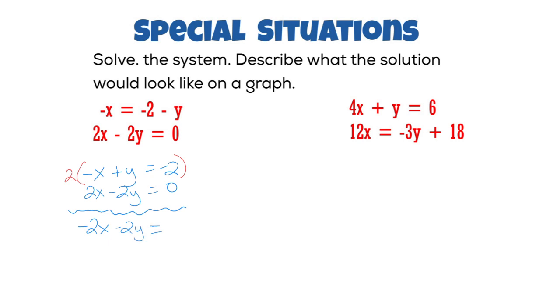Don't forget, one of the reasons I like to do these parentheses is because oftentimes people will distribute this 2 through these and then forget to do their constant. And so there's something about putting parentheses in there that forces me to go all the way to the end a little bit better. Okay, then you have a 2x minus 2y equals 0.